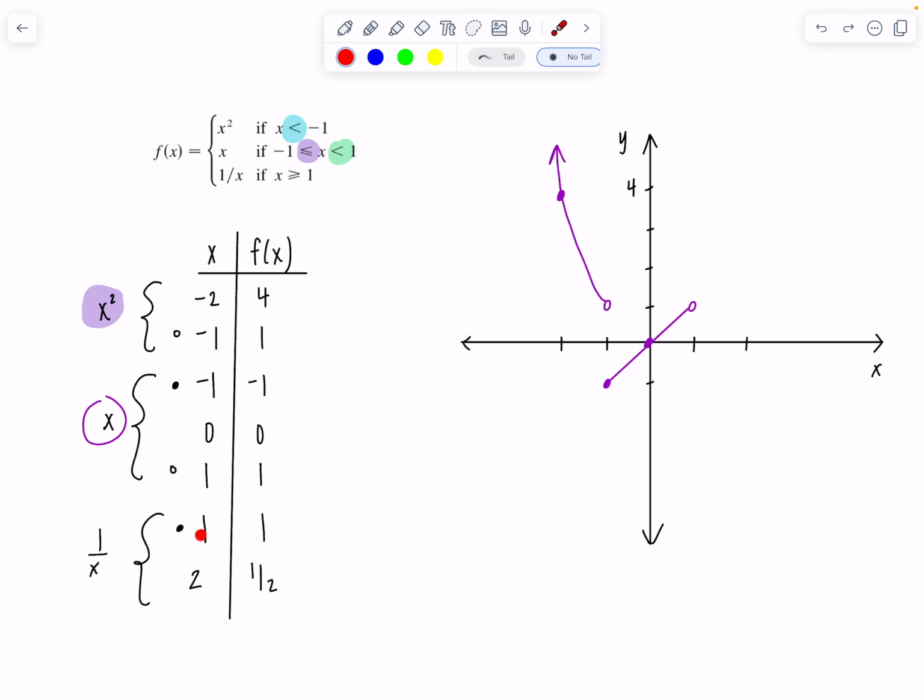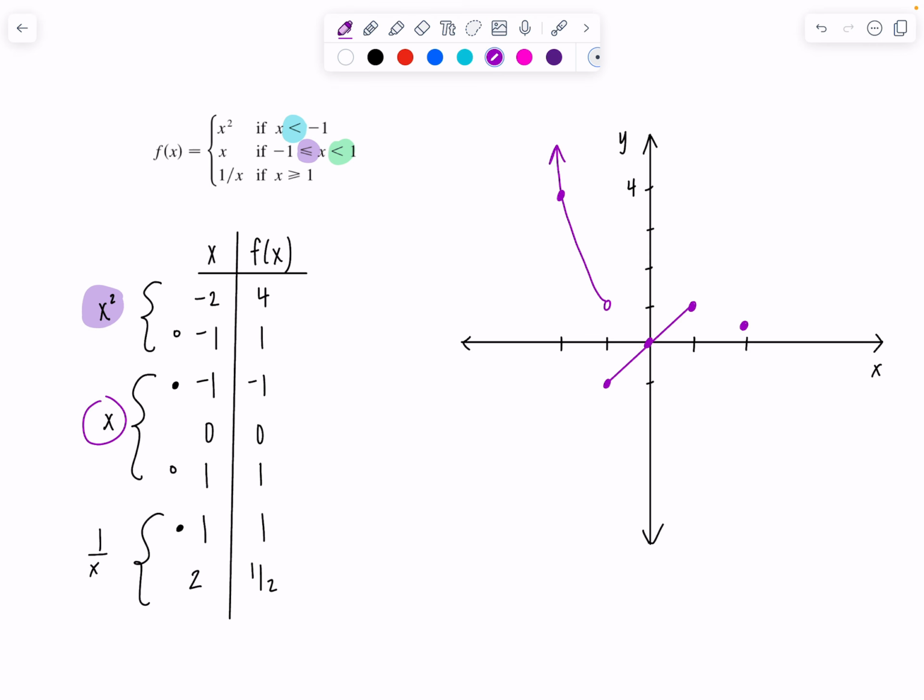Moving on. 1, 1, closed circle. Now you might say, oh, we already have an open circle at 1, 1. Do you see it? How do I draw a closed circle on top of an open circle? You don't. You just fill in the closed circle. You don't make such a big deal about it. Got it? Okay, great. And then 2, 1/2.